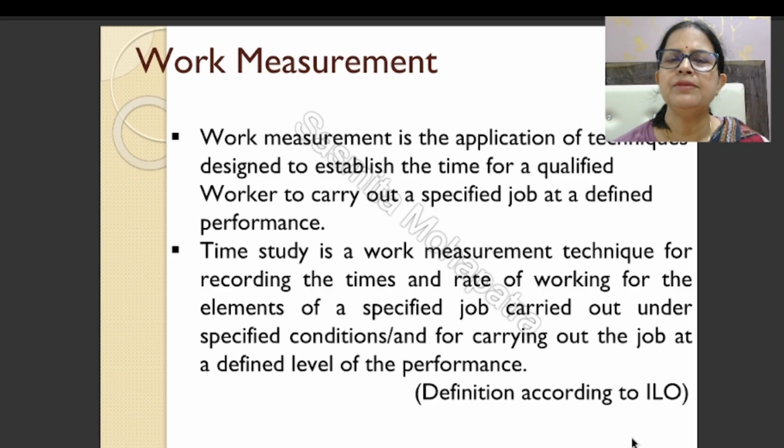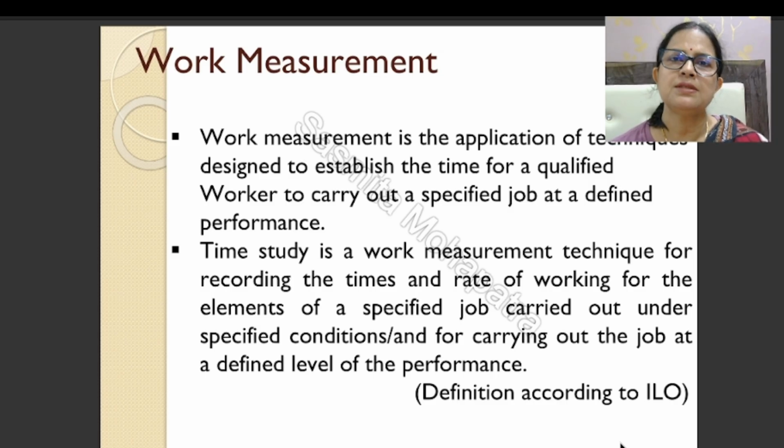Why do we have to have a standard time or standard operation time for a particular job? Because we can take one example. Suppose one tailor is taking 1 hour to stitch a shirt. We can say that person is a skilled person and is taking 1 hour to complete the work, or to stitch a shirt.